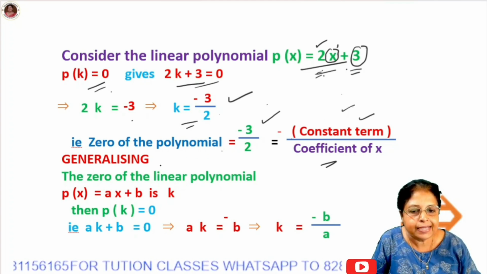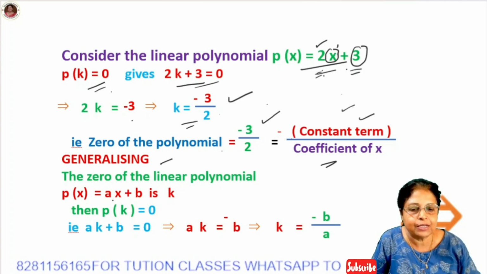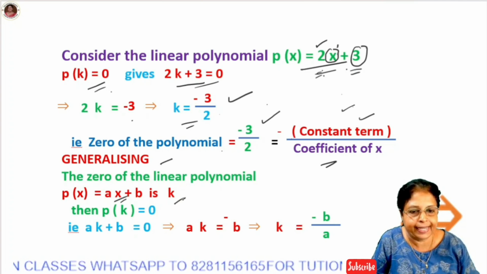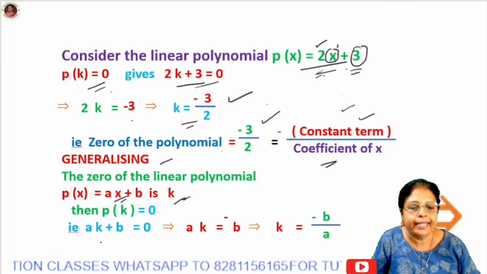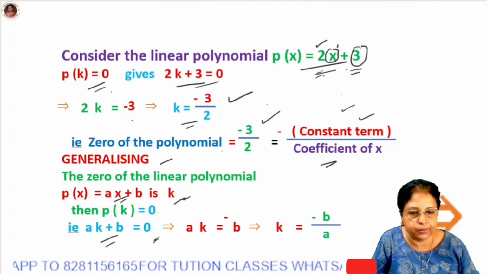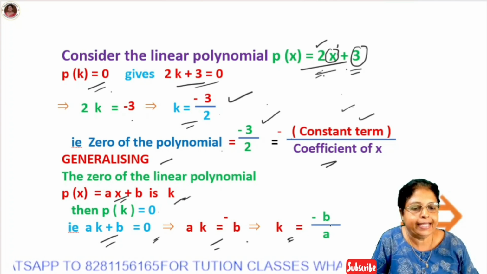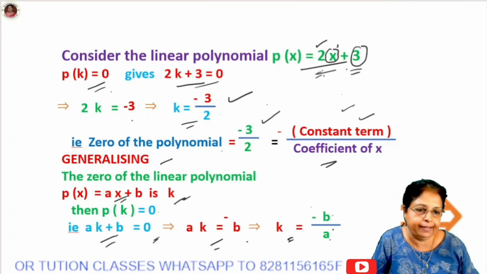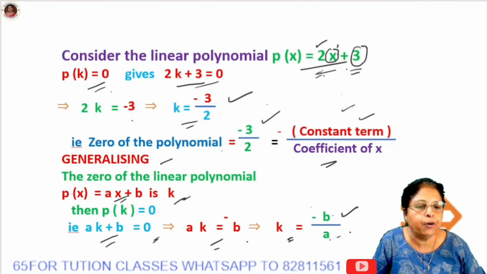We can generalize this. See, the zero of this polynomial p of x equal to ax plus b is k. Then we get p of k equal to 0. That means ak plus b equal to 0. That means ak equal to negative b. That means k is negative b upon a. That means zero of the polynomial is negative b upon a.